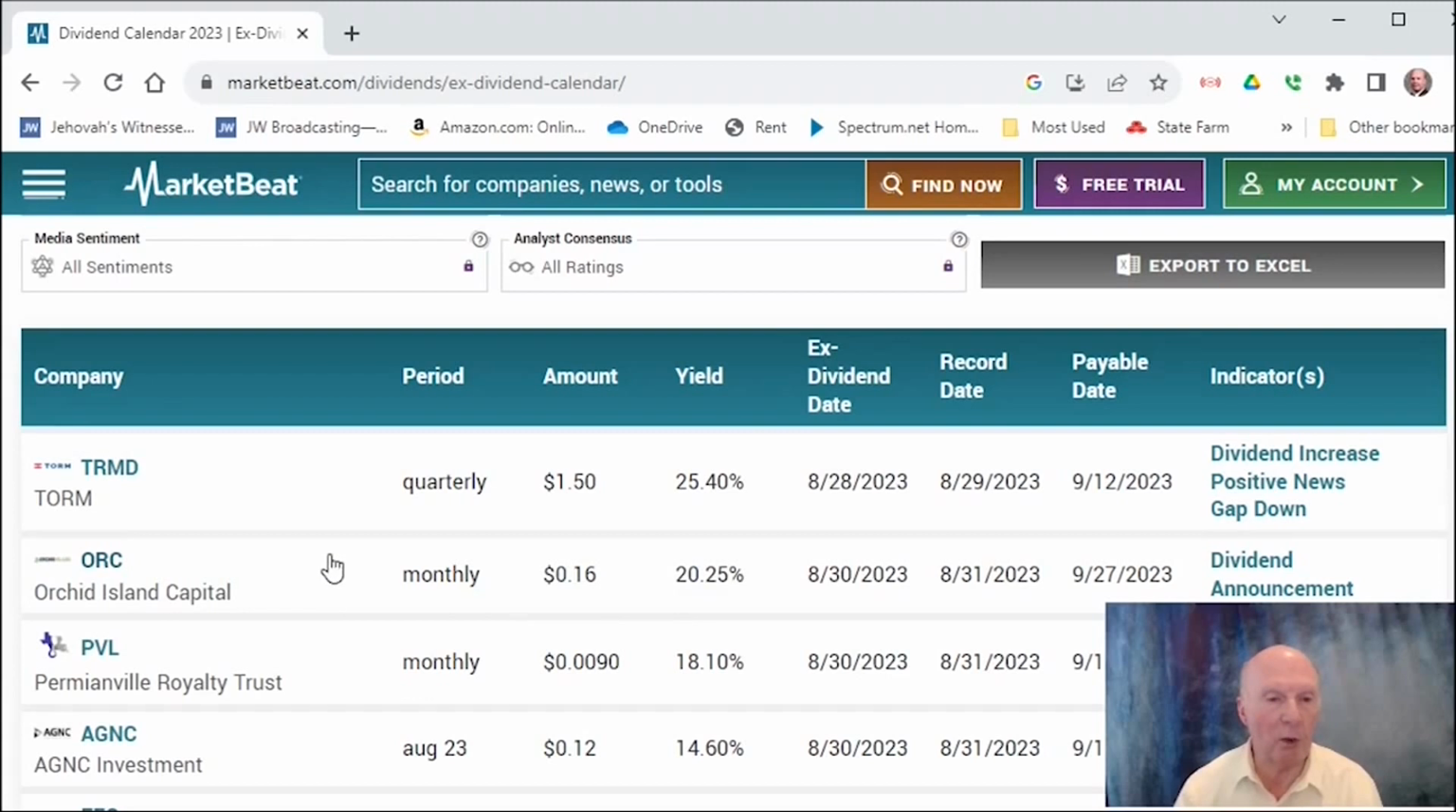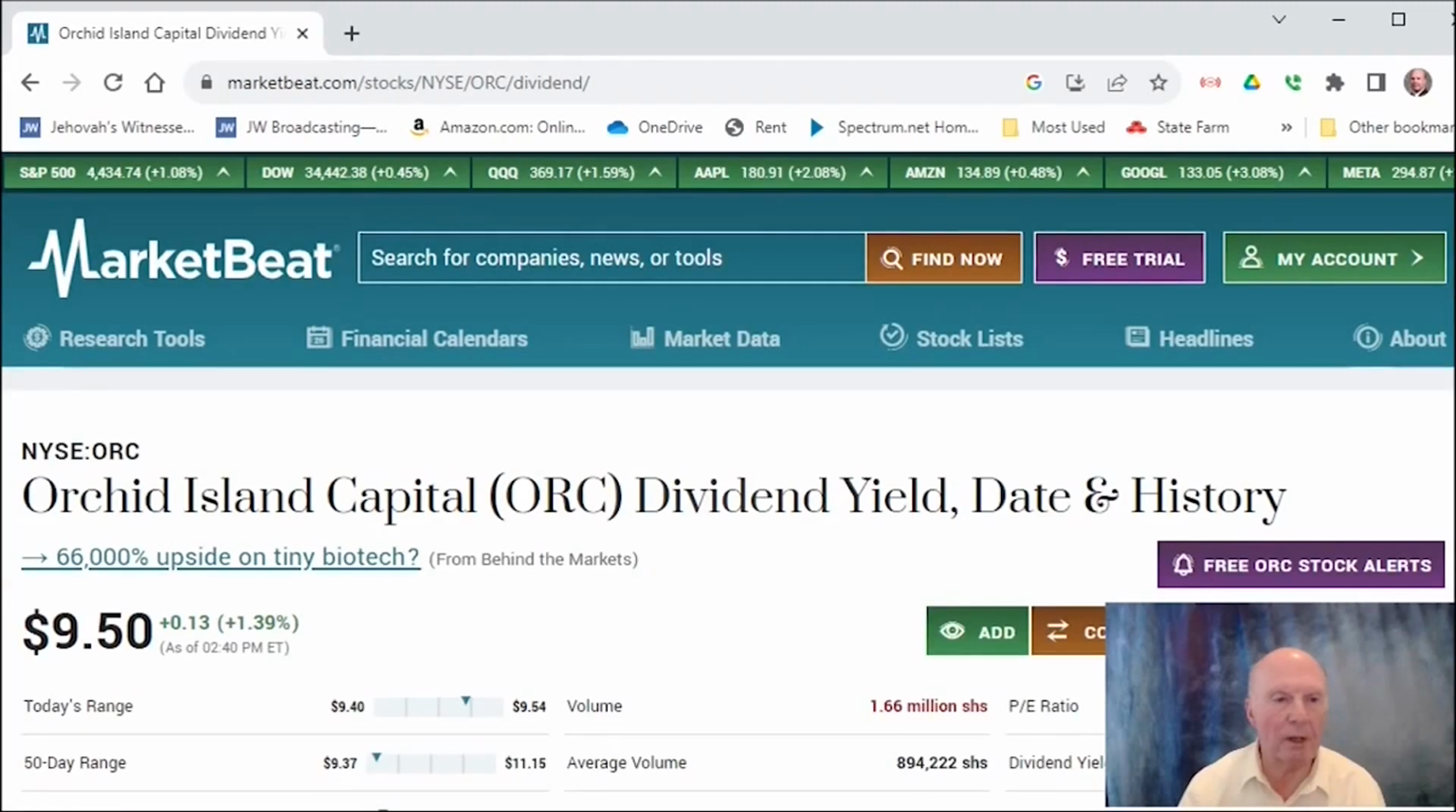And you can go look at ORC if you want to. For example, I can go over here and right click. Now you don't see it on your screen, but on the web screen it has given me the option to open that link. Well, I'm just going to click on it. So now we're looking at ORC, and we're looking at dividend yield and history, which is what we want.